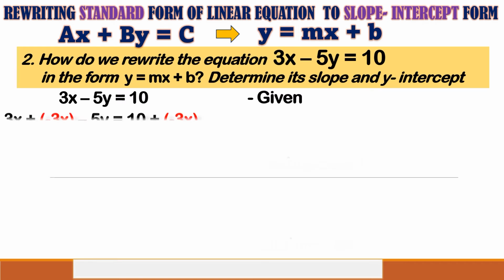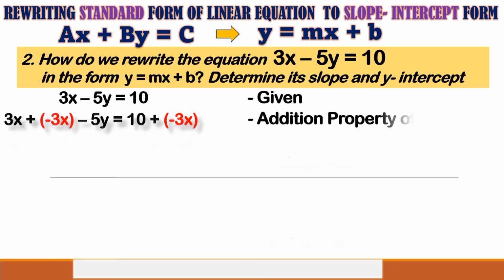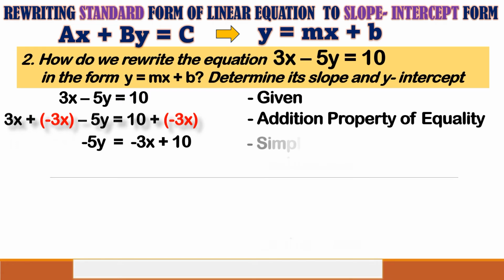Next, we're going to isolate the variable y to the left side of the equation by applying the addition property of equality. So in here, we're going to add negative 3x to both sides of the equation, and by simplification, we have to cancel out 3x and negative 3x. So what's left on the left side of the equation is negative 5y, and for the right side, we have 10 minus 3x, or simply negative 3x plus 10 by the commutative property.